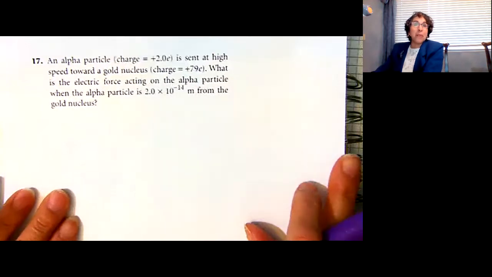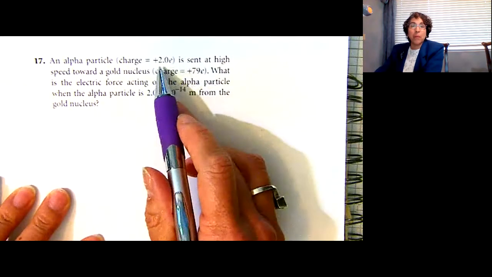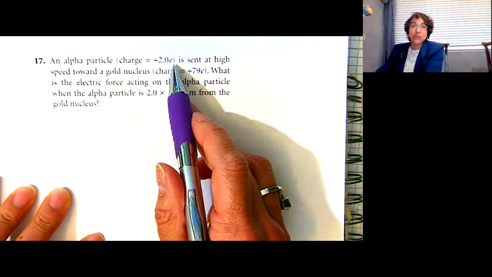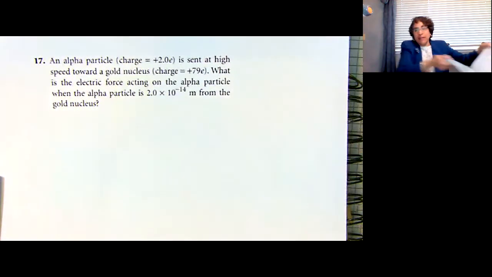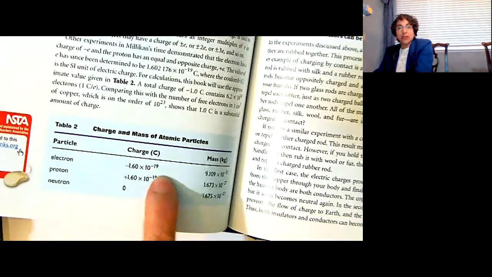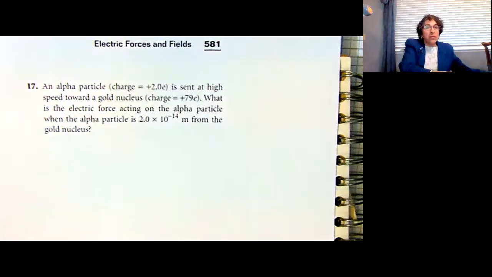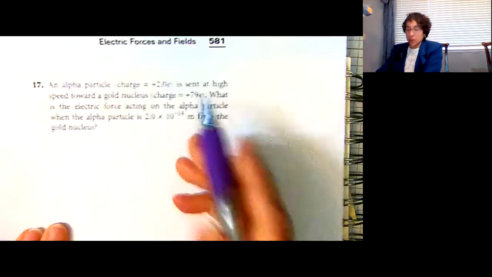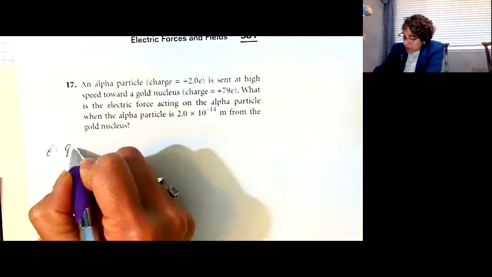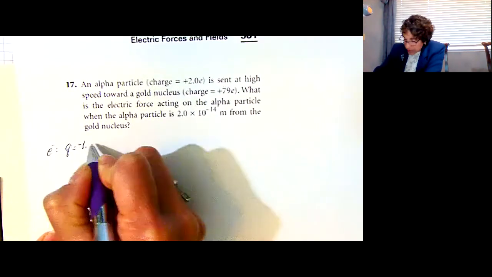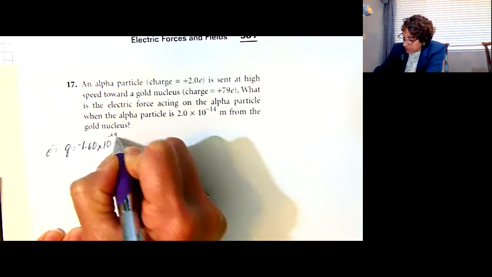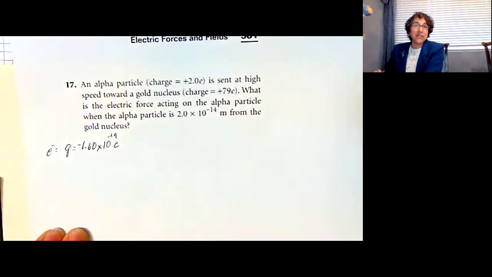All right, an alpha particle. Oh, look at that. Charge is 2 times E. So we're like, what is E again? E is what we found on that table. Here's E. The charge of an electron is going to be negative 1.60 times 10 to the negative 19 coulombs. So let me write that down. Okay, so that's what E is.